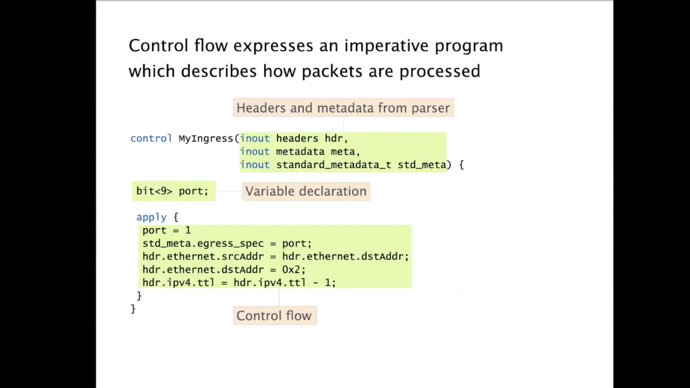In terms of the control flow, it's simple. It's an imperative program, usually very simple because we're doing simple operations in a switch. And essentially, what we do is describe how the various headers and metadata will be modified by our pipeline. Here, there was also a question on Slack, I think today, a little bit earlier, about the difference between headers and metadata. So I want to perhaps go back to this for a second.